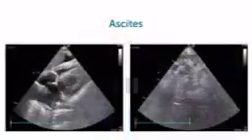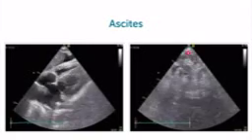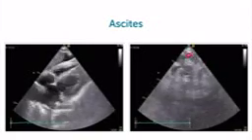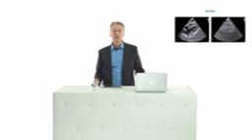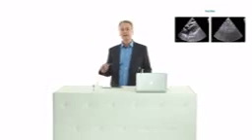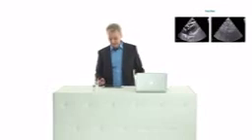Now, it might be difficult at times, but if you move the transducer to other parts of the body, for example, to the abdomen, you will see that there truly is free fluid here. But you can also focus more on the liver or on the spleen, and then you will see that actually the fluid is in the abdomen and not surrounding the heart.